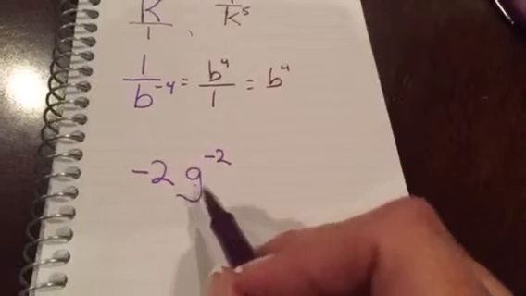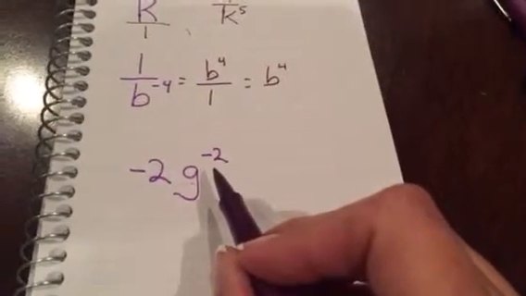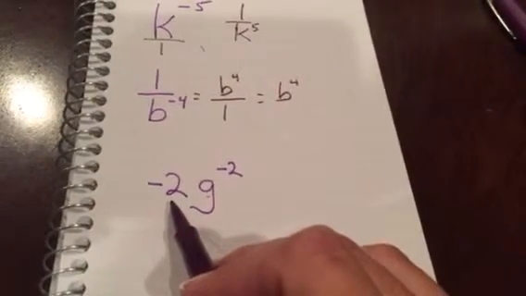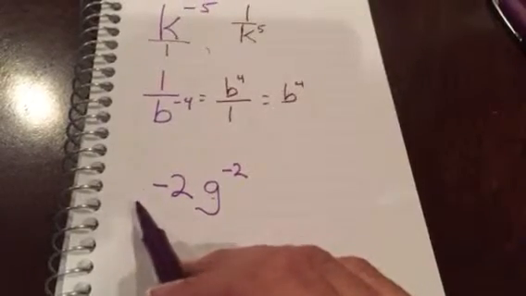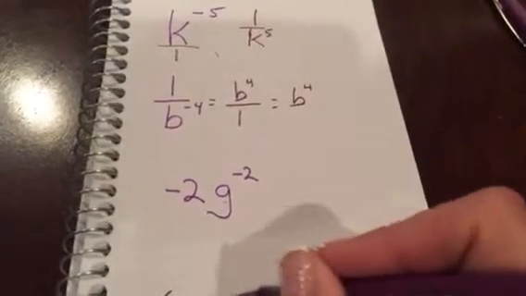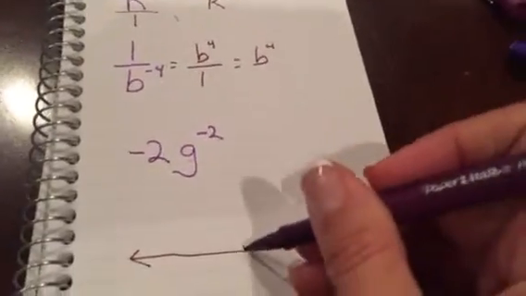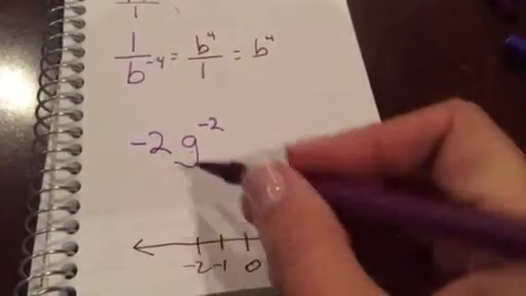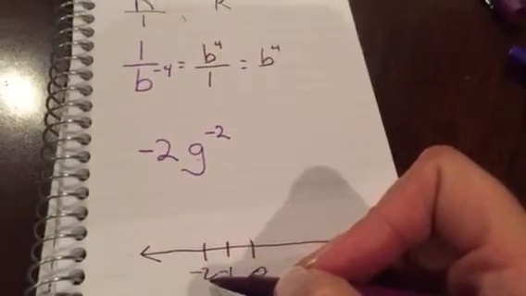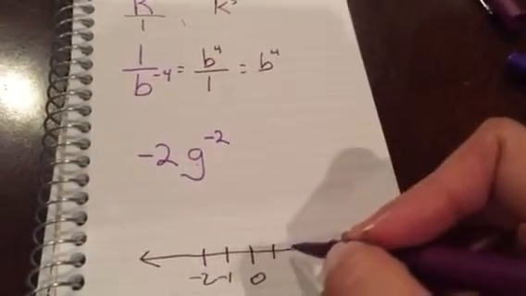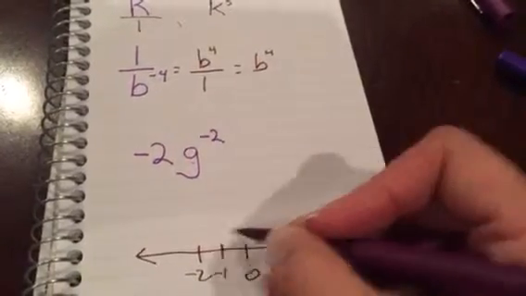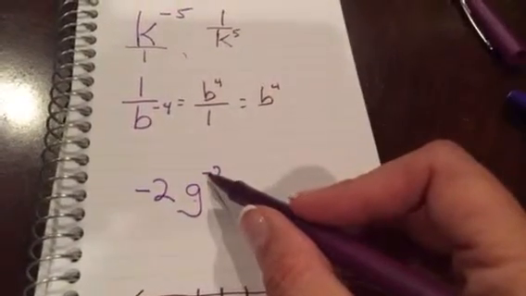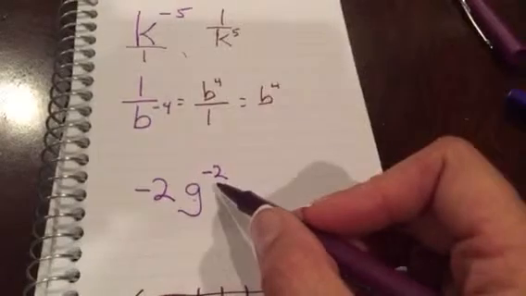Okay, so let's try this one. Negative 2g to the negative 2 is tricky also, because here's a negative sign for a number. That means that this is on the negative side of the number line. All that negative sign means is that if this is 0, this number here is negative 2, or the opposite of positive 2. If positive 2 is here, then negative 2 is the opposite. And then this negative here means, hey, take the inverse of g to the 2, right?